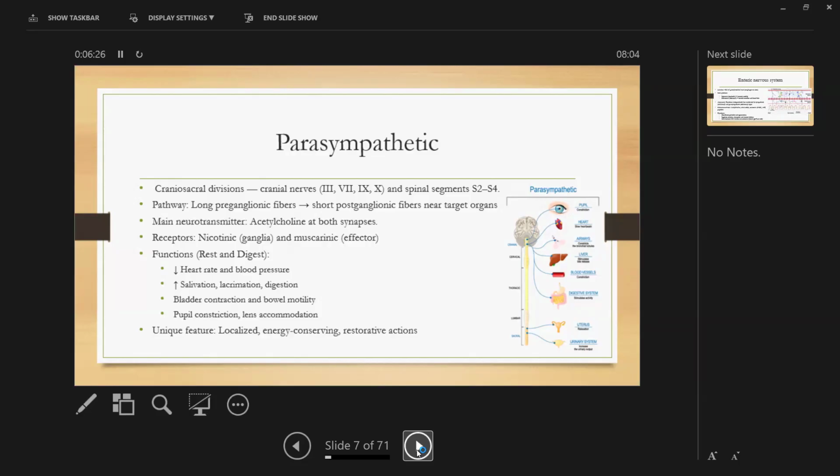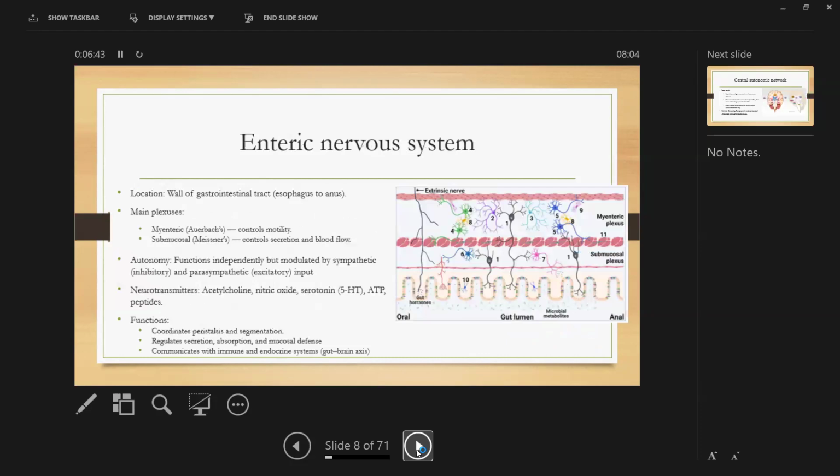When we are relaxed and calm, it reduces our heart rate and our blood pressure, and in the GI tract it increases secretion and bowel motility. In the bladder, it helps in voiding. Those are the main important functions. There is another set, the enteric nervous system.